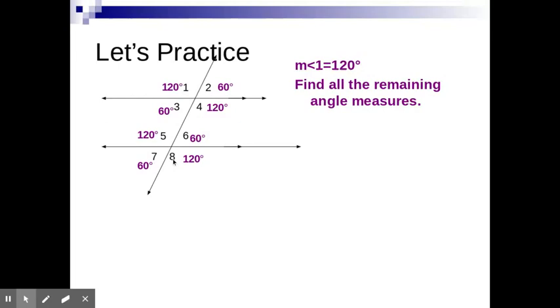You could say alternate exterior, 1 and 8 have to be the same because they're alternate exterior. You could say 2 and 8 have to add up to 180 because they're same side exterior. 4 and 8 have to be the same because they're corresponding. So there's lots and lots of different ways to go about that.